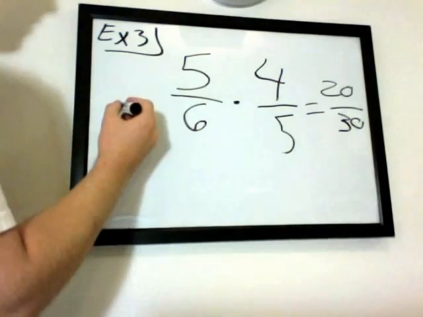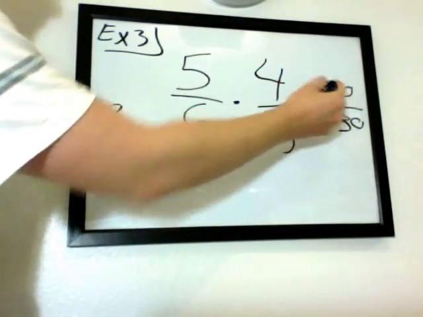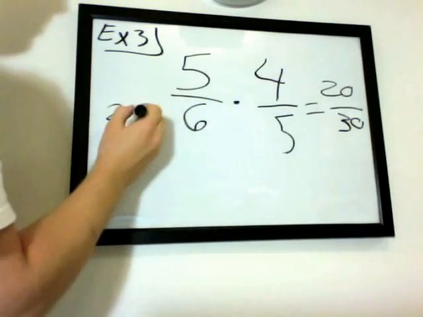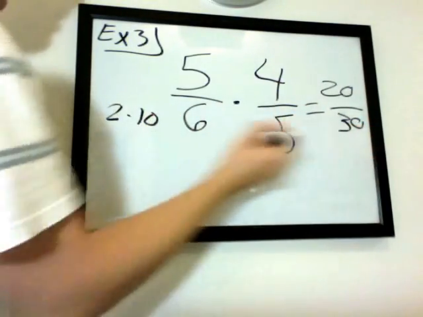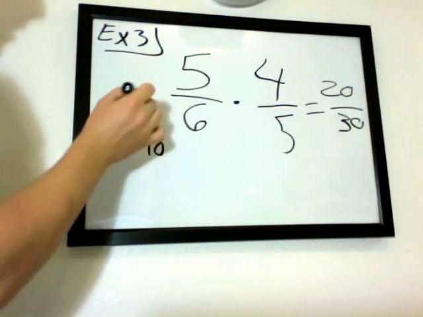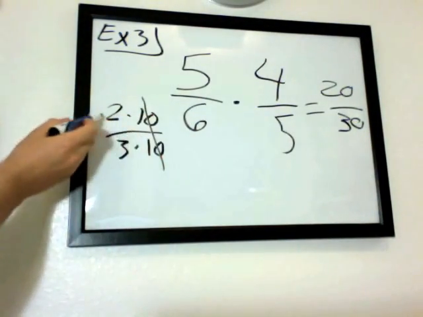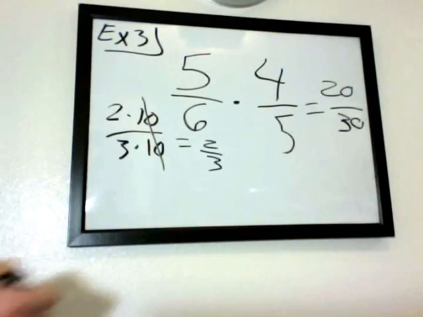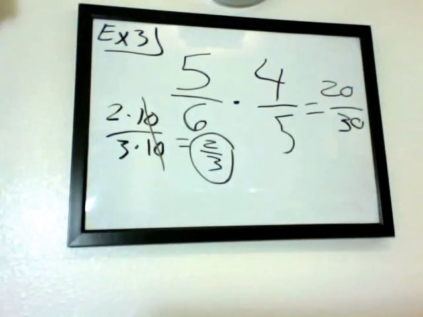The reason why this works is if you break this fraction up, 2 multiplied by 10 over 3 multiplied by 10, you see here, the 10s will cancel, and you're left with the 2/3. And that's what we're looking for.